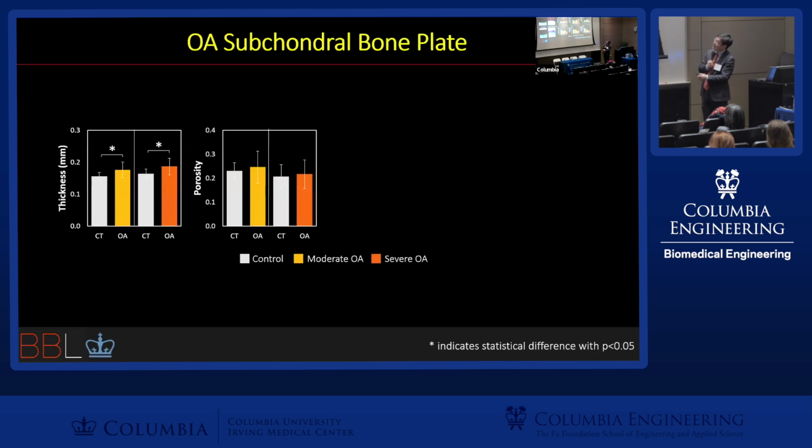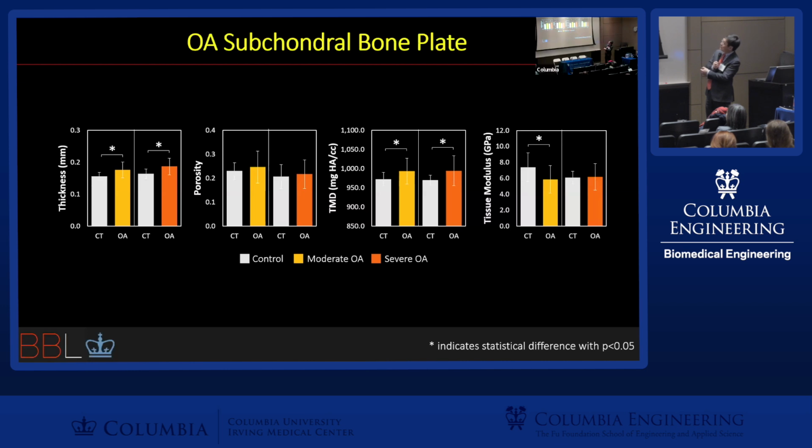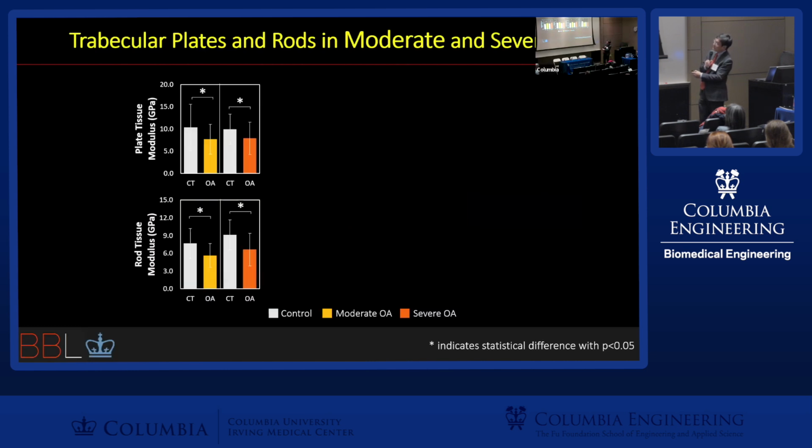But if you look at the subchondral plate, there are actually significant changes in both moderate and severe OA, a significant increase in terms of thickness. And there's also a significant increase of the tissue mineral density. And also, interestingly, at the early time, you actually have significant decrease in tissue property. So something happens in the bone, actually much more sensitive than in the cartilage here.